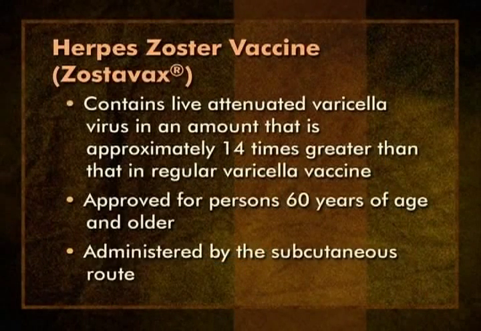Zostavax contains live attenuated varicella virus in an amount that is approximately 14 times greater than that in regular varicella vaccine. Remember that zoster vaccine is administered to people who are immune to varicella because they have had chickenpox. This increased amount of virus in the vaccine was necessary to boost immunity in persons with pre-existing immunity. The vaccine is approved for persons 60 years of age and older. Like other varicella-containing vaccines, Zostavax is administered by the subcutaneous route.